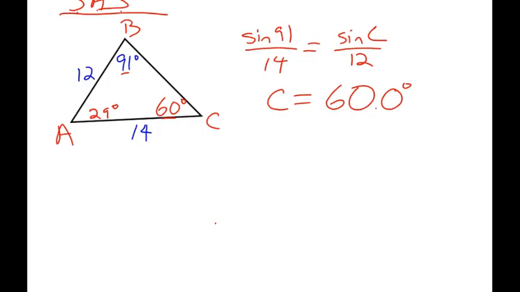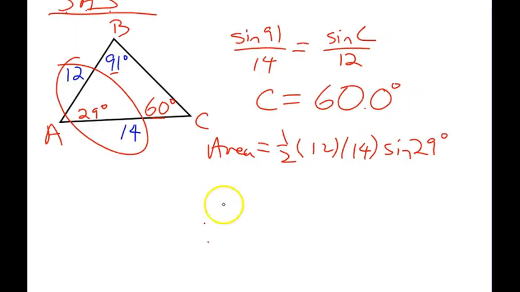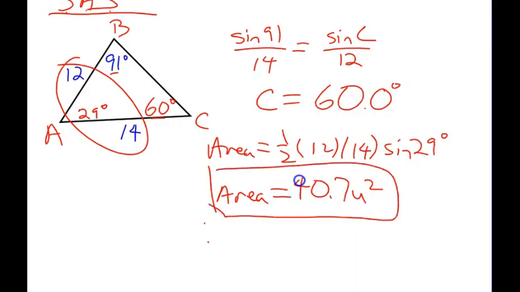Well, wait a minute. So I've quickly found the side angle side that I need to find the area. And I get the area equals 1/2 of 12 times 14 times the sine of 29 degrees, okay? And I input that into my calculator. And I get the area to be 40.7 square units, okay? So there's one where we have to find the area, but we had to do a little bit of work before we could go straight to this simple formula. I had to find this missing angle first, okay?